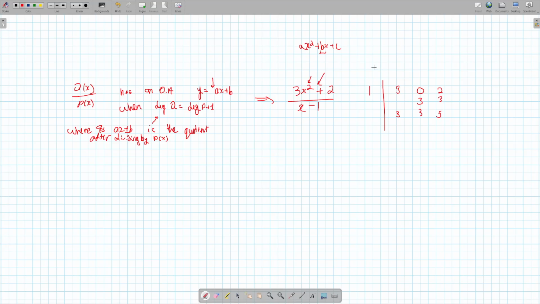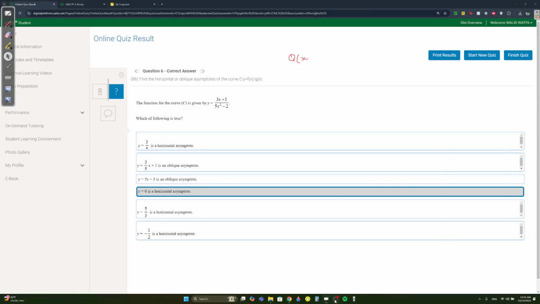It was quadratic, so now it's going to become linear. It's going to become something x plus something, right? So it was power 2 and it becomes 1. So 3x plus 3, this is remainder 5. We don't care about the remainder. So that means your oblique asymptote is 3x plus 3. You only have this when the degree of the term up is larger than the one down by 1. Okay?